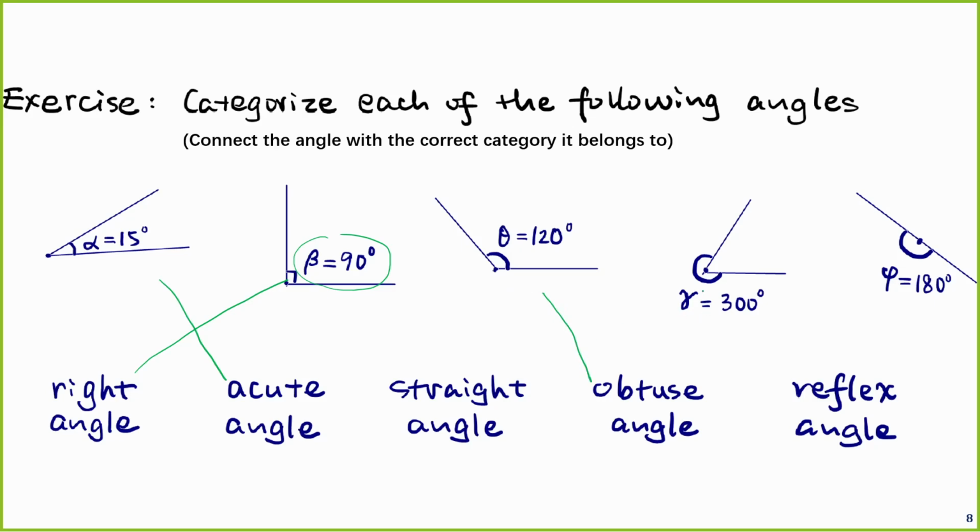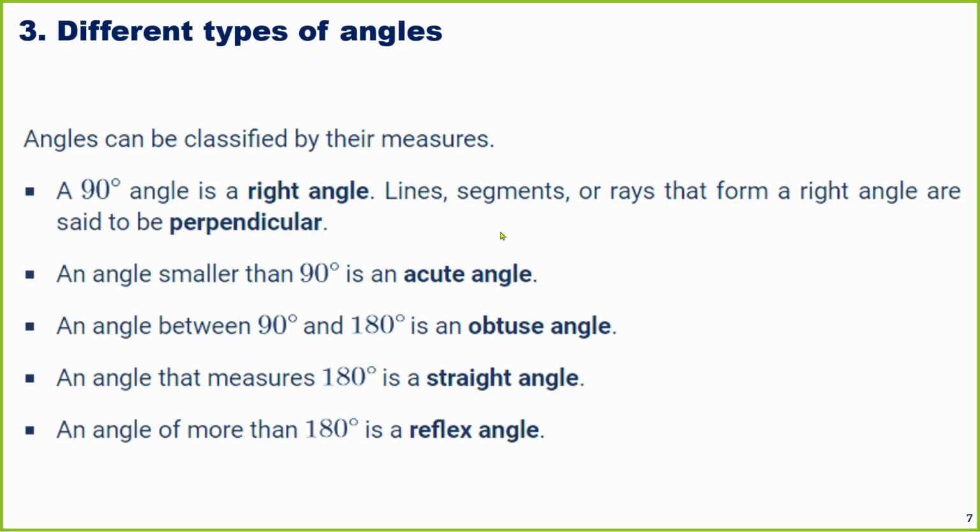Okay, Leo, how about when this Greek letter is called gamma? Gamma equals 300 degrees. Which category does it belong to? Leo, can you hear me? Leo, are you still there? Yeah. When gamma equals 300 degrees, which category does it belong to? A reflex angle.